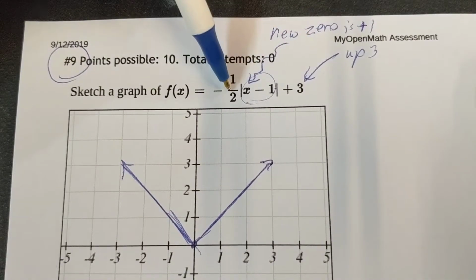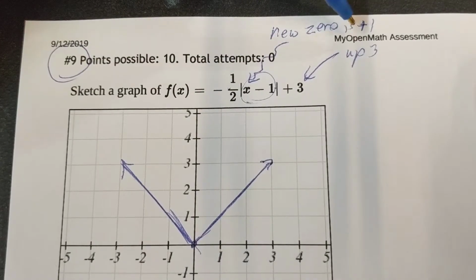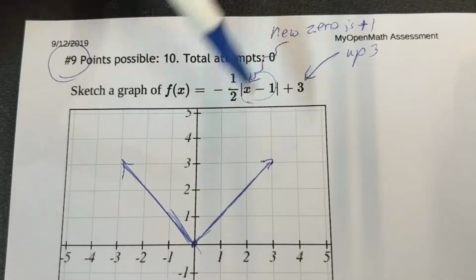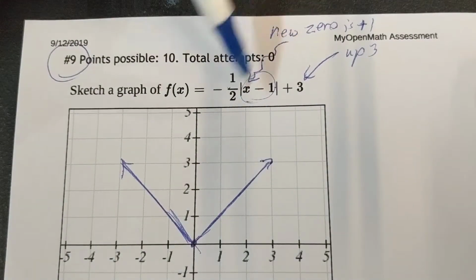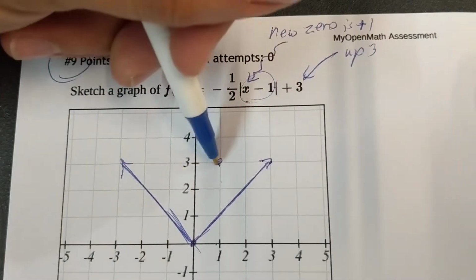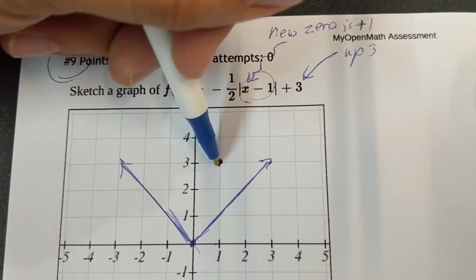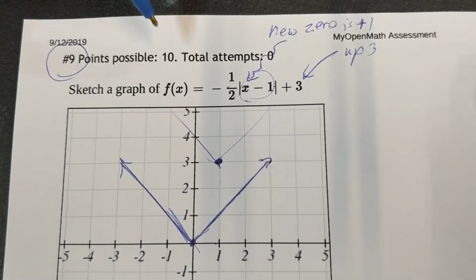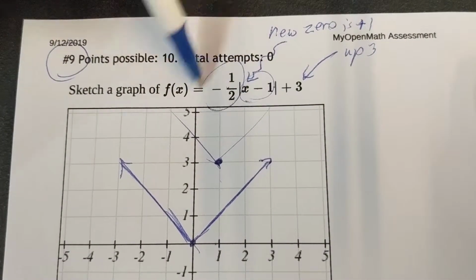So far, before we even deal with the half, we know that the start point is not in the middle anymore. It's not at the origin. Instead of 0, 0, our start point is at the new 0, positive 1, and then it's up 3. So we're starting from here. If that was all, then we'd be doing the absolute value thing from there. But that's not all, because now we've got to deal with this mess.